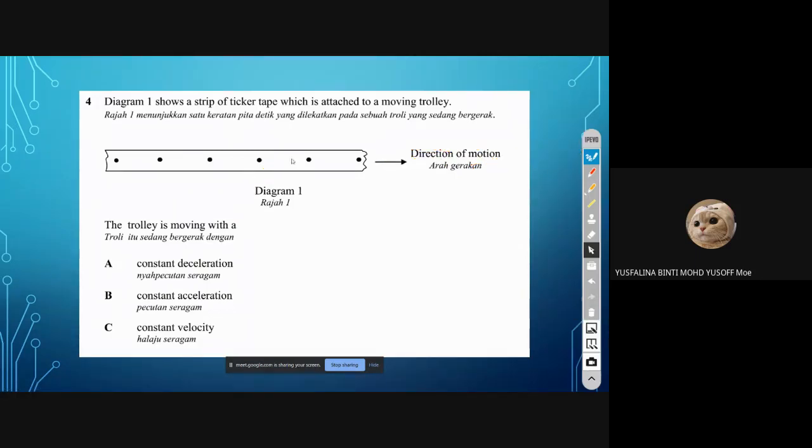Alright, for number 4, diagram 1 shows a strip of ticker tape which is attached to a moving trolley. You can see here the length of each strip is the same, it's constant. So V is equal to S over T. You can see the distance here is the same, so the velocity is also the same. So constant velocity.